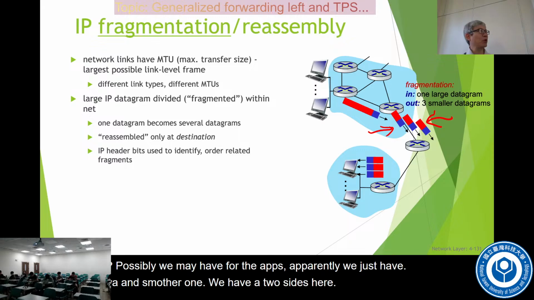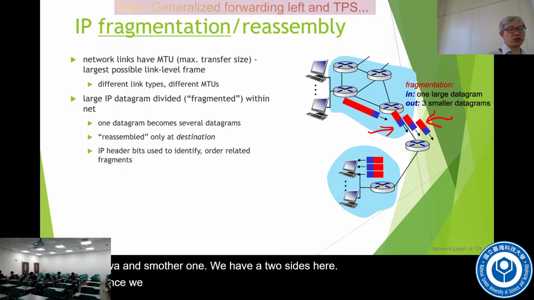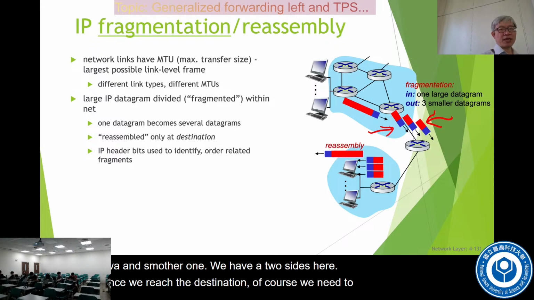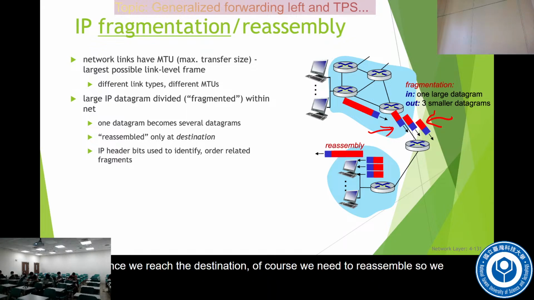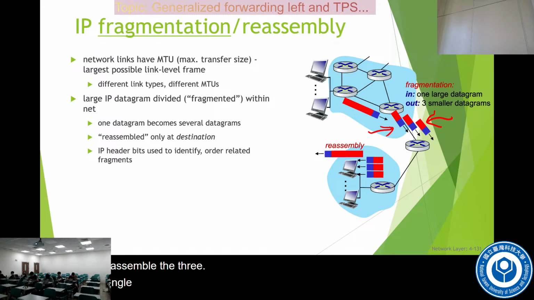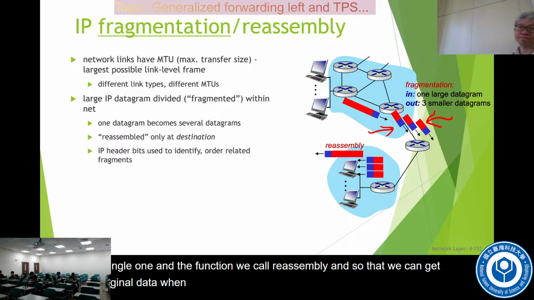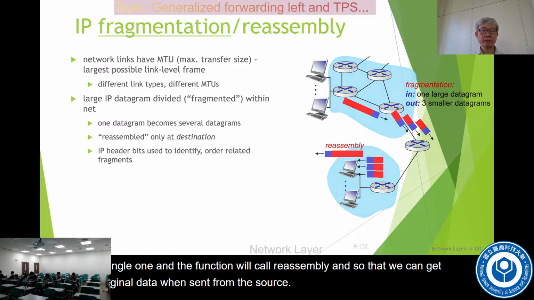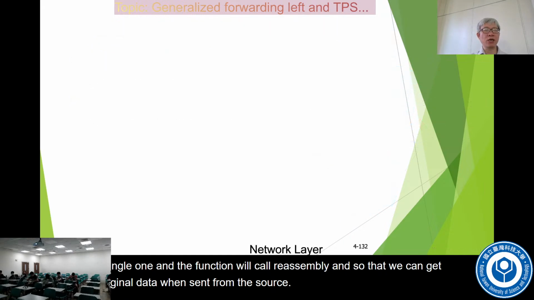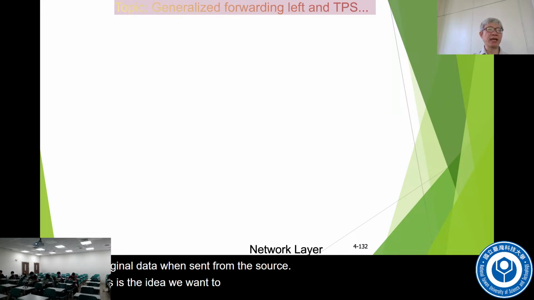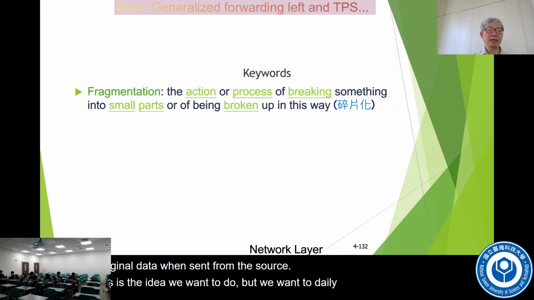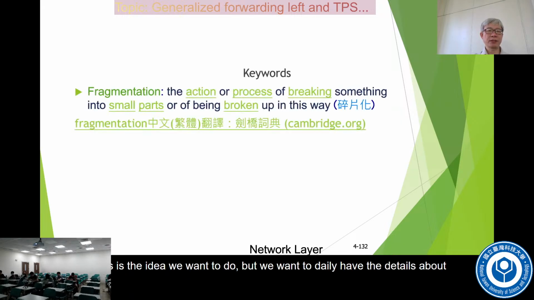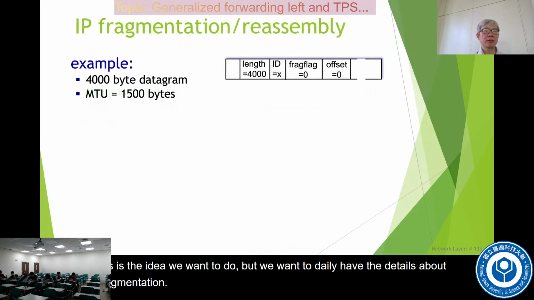And once we reach the destination, of course, we need to reassemble. So we can reassemble the 3 datagrams into a single one, and that function we call reassembly. So that we can get the original datagram sent from the source. This is the idea we want to do, but we want to go through the details about the fragmentation.